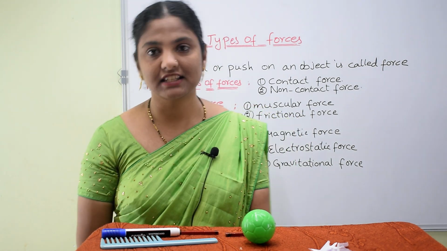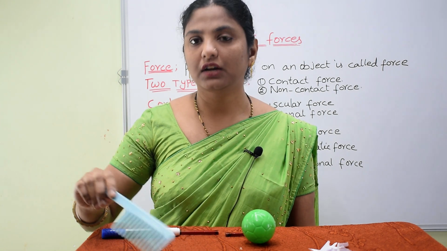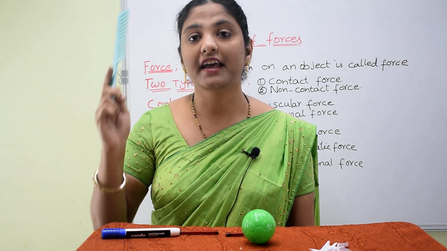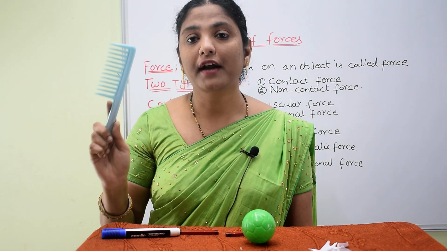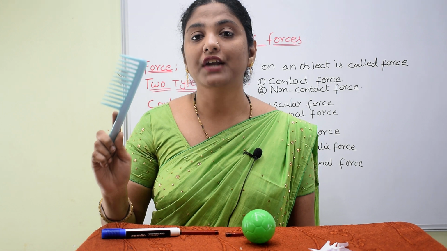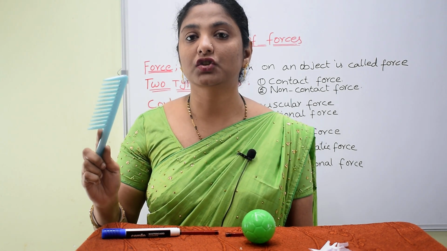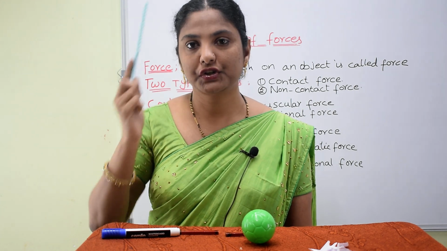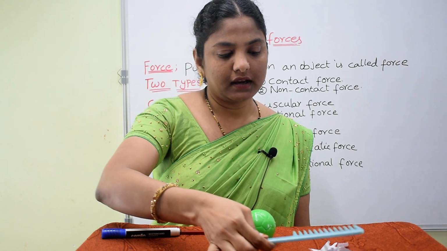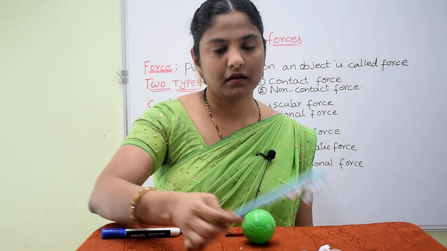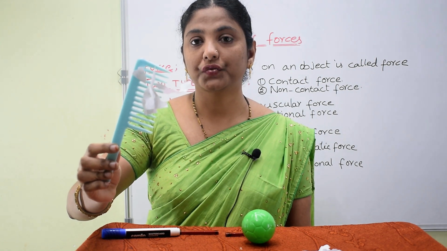The next example I will show. I took a plastic comb and rubbed it with my dry hair. Then what happened? In this comb, charges are developed, which means it attracts pieces of paper. Now I will show. I rubbed it with my hair and brought it near the pieces of paper. Once you see, this comb attracts the pieces of paper.